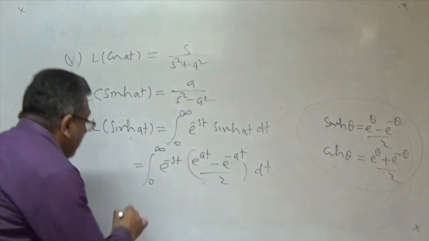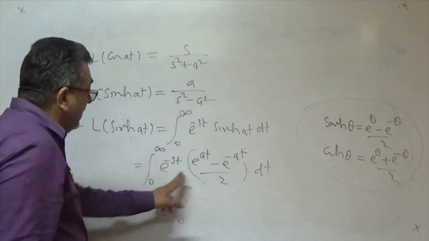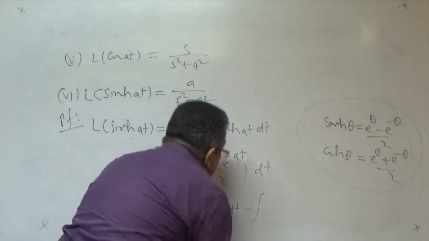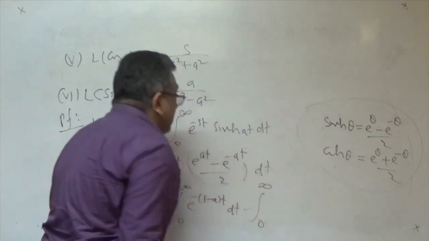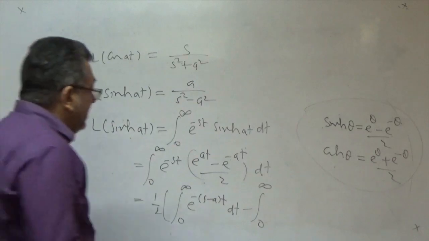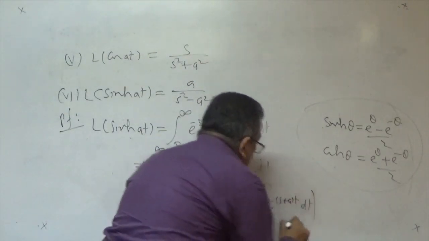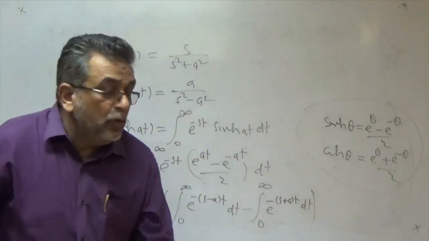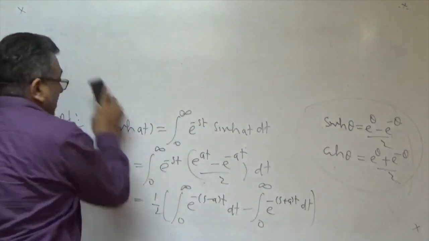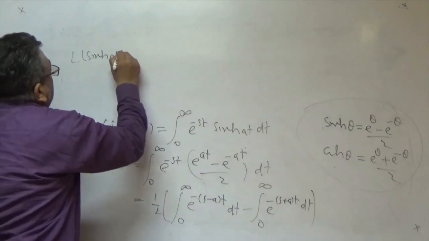Take 1 by 2 outside, and then it becomes two integrals after multiplying this. First integral e to the power minus (s minus a) t dt. Second integral, again you take the integral inside the bracket. You know that by the linear property of the definite integral, if you take minus as common, it becomes e to the power minus (s plus a) t dt. Now we have two different integrals, and those can be solved directly by the formula of exponential functions.